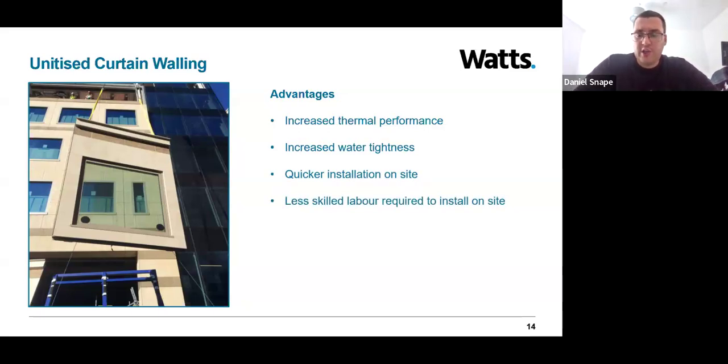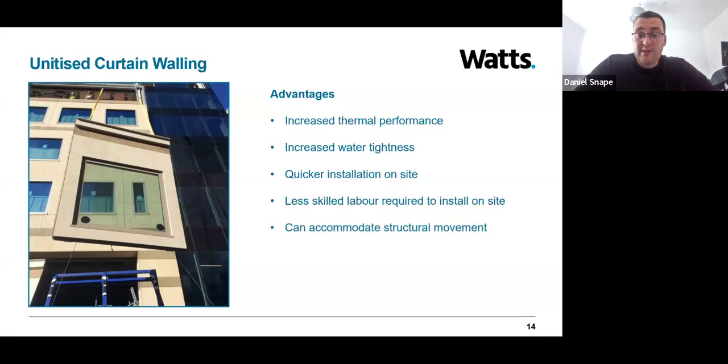Another benefit, which is a cost-saving benefit, is that less skilled labour is typically required to install these on site. So, as previously mentioned, they're lifted into position and bolted into place using specially designed brackets, rather than being constructed in pieces, which would be the case with stick curtain walling.